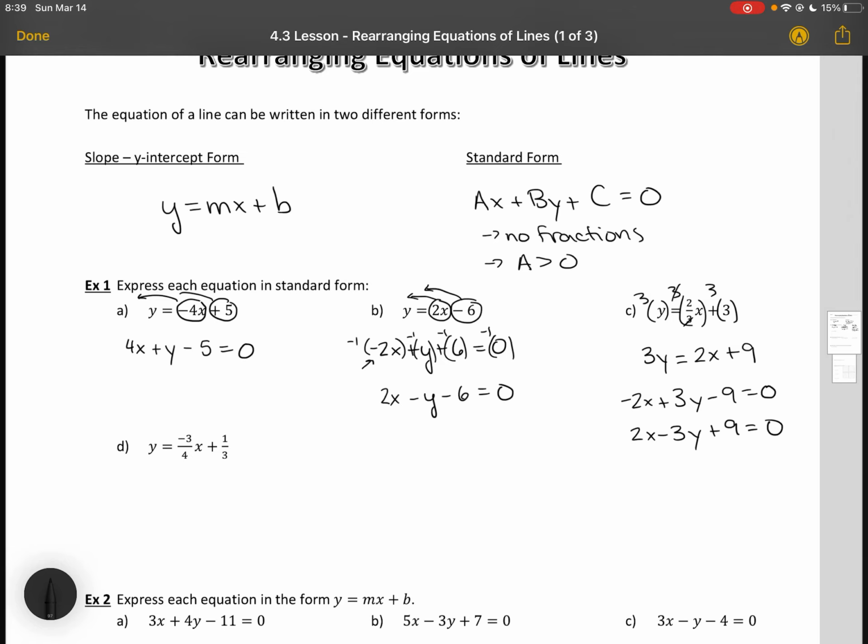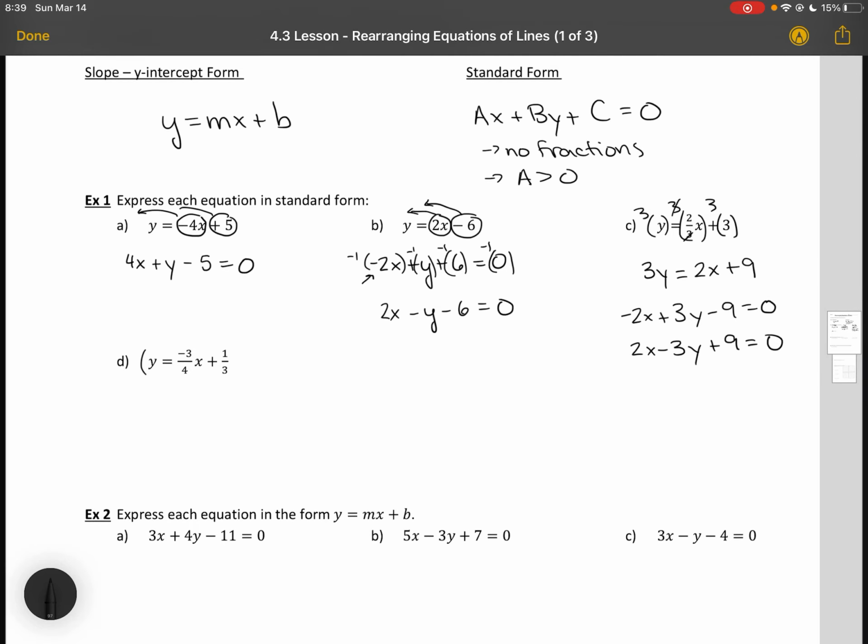My final example has two fractions, which means that I need to multiply by the common denominator, which in this case is 12. Then I'm left with 12y minus 9x plus 4. Now I can move the 9x and the 4 over onto the left-hand side to get my equation in standard form.